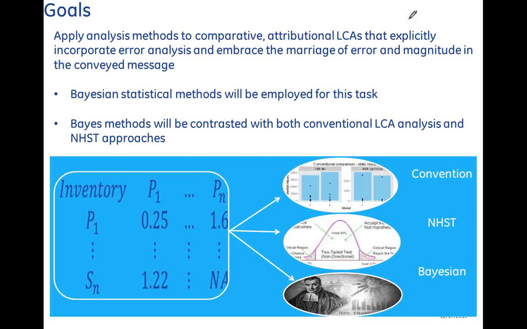And explicitly incorporate error analysis and embrace the marriage of error and magnitude to convey a message. So basically what I'm trying to say is try to step away from the point estimate and employ the error along with the point estimate so that the decision maker, your stakeholder, has the full information set from which to make decisions.